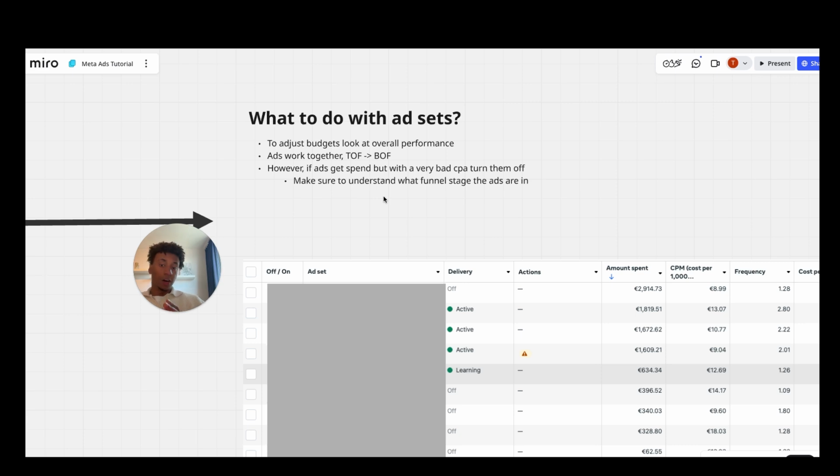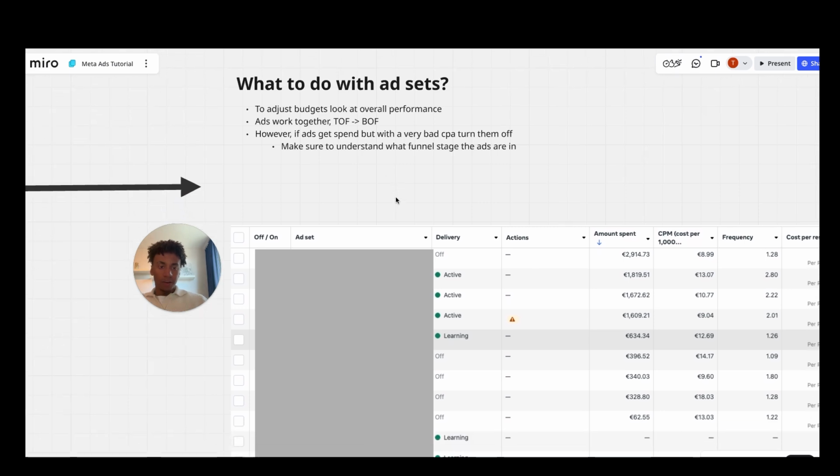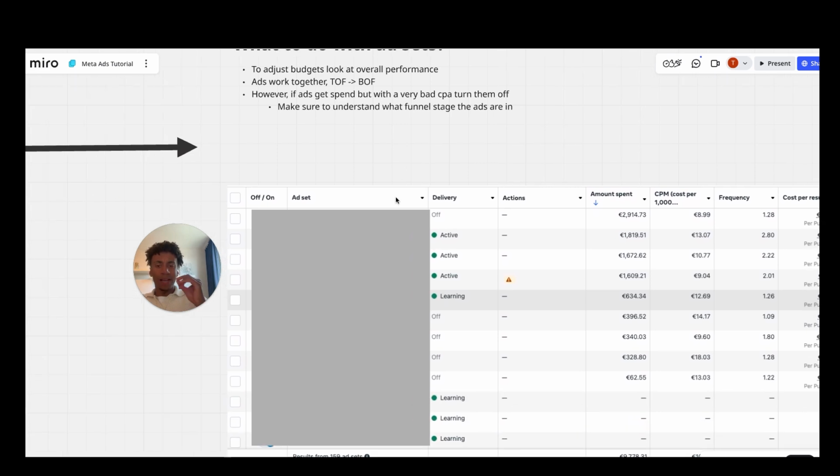All right, so now I've explained to you how to adjust your budget, which you just need to do by looking at your overall campaign performance. And I also said that you want to focus on massive creative testing and launch as many ads as possible and just leave them there and let Meta do everything.